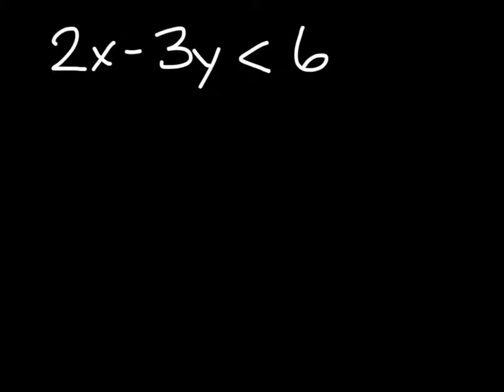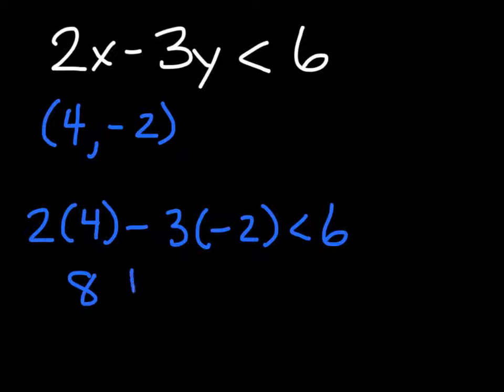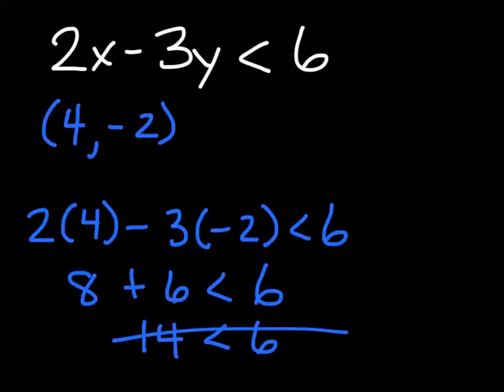The next ordered pair I'd like to test is (4, negative 2). We begin by substituting. And now we solve. 8 plus 6, or 14. This is not true. 14 is not less than 6. So (4, negative 2) is not a solution for the inequality 2x minus 3y is less than 6.